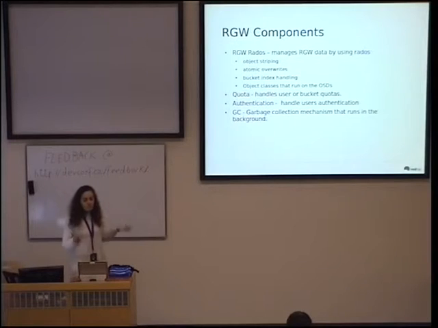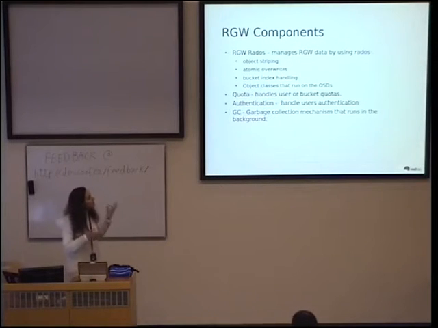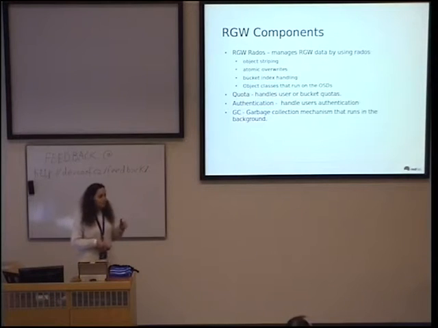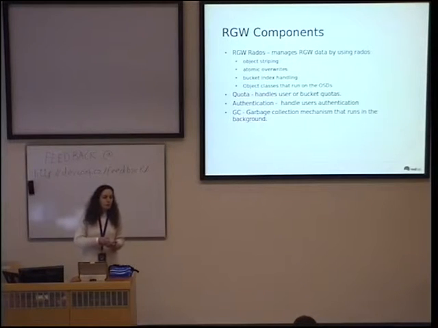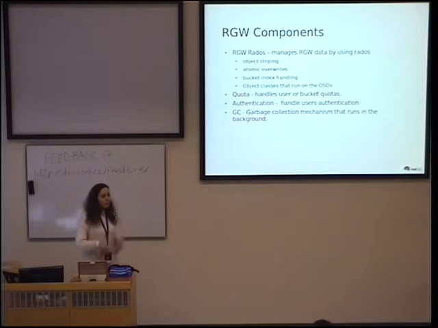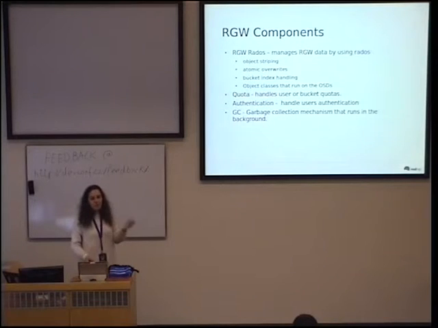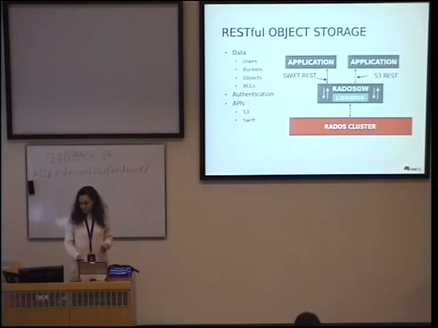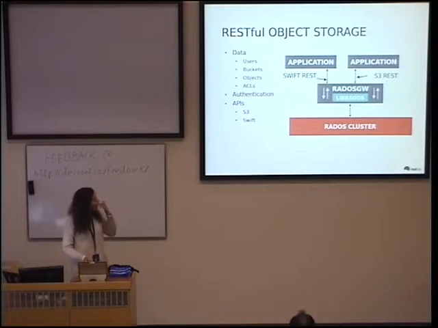We have a quota component. We have user quota and quota per bucket. Authentication is actually more complicated because Swift, S3 and Google all do different authentication, so we need to handle each one differently and support the different authentication. And because objects are large, we want the delete operation to be efficient, so deletes are actually done in the background, and for that we have the garbage collection that deletes all the metadata and the object in the background. So when you delete an object, the operation finishes immediately, but it will take time for the space to free. So we need to keep user data, bucket data, objects, and ACLs per user.